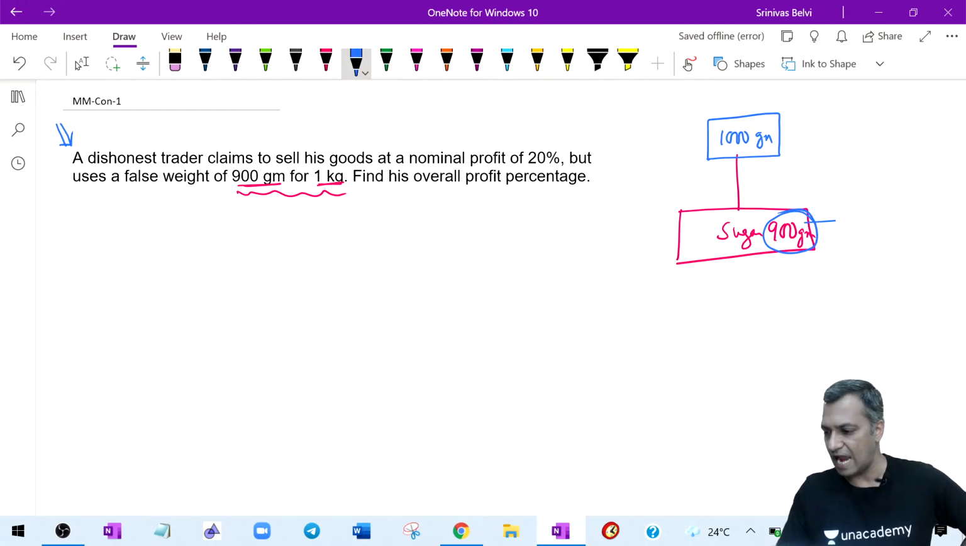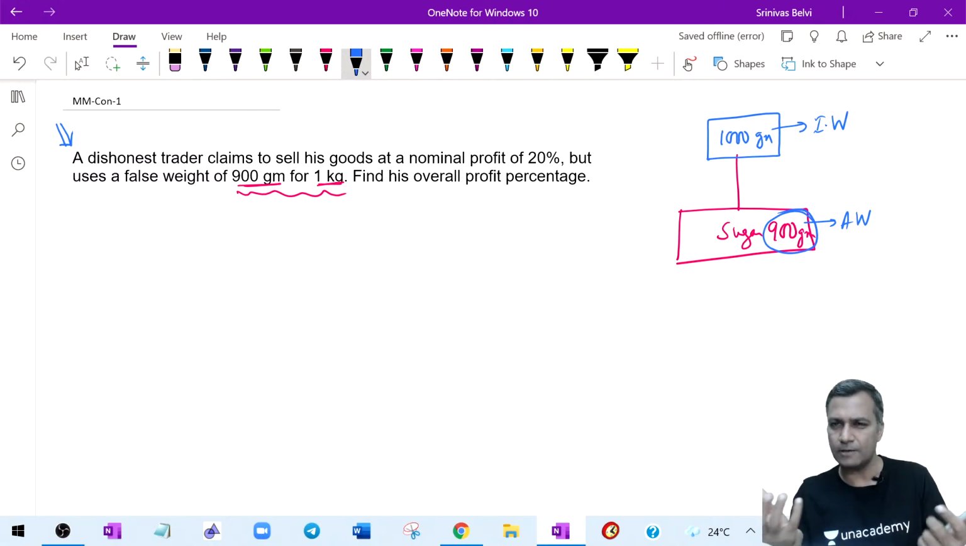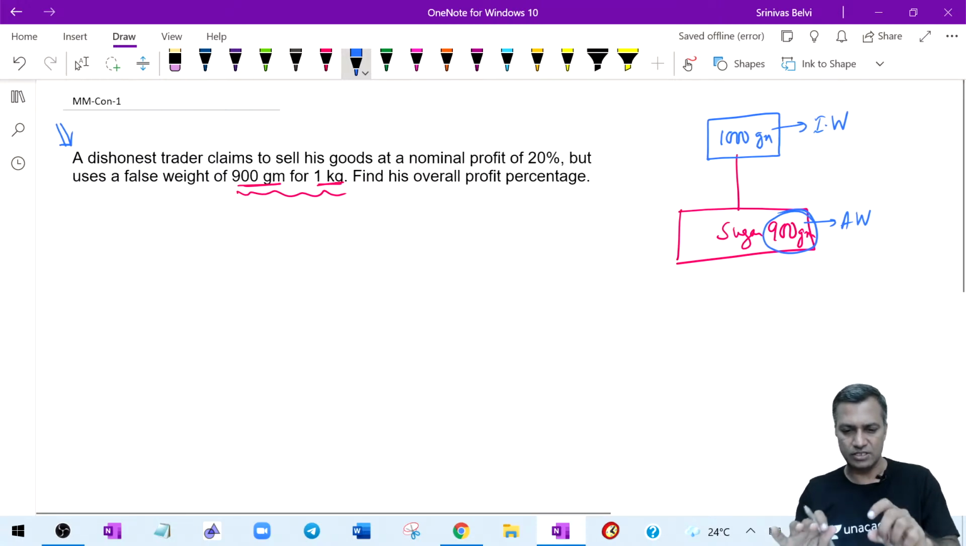Now this is the actual weight, and this is the indicated weight. That's also cheating. How did he do that? Calibrate the machine. Machines can be calibrated, wirings, etc. You calibrate that particular machine. Naturally, when you calibrate it, this is what is going to happen. Okay, fair enough. Let's now come to this.